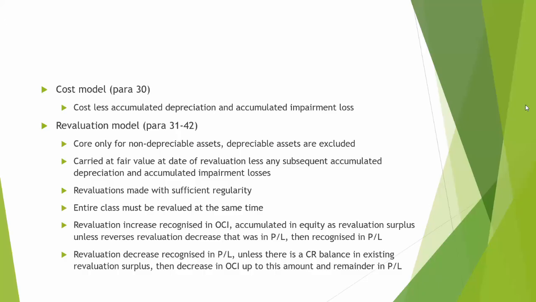Yeah, so essentially that is the difference between our cost model and our revaluation model. Okay, so we're going to focus on our depreciation and our accumulated impairments, and what we mean by the depreciation and impairments with regards to the cost model. It can apply to the revaluation model, but as I've already specified, for purposes of this course, we're only going to be looking at the non-depreciable assets, and therefore the extent to which we have covered revaluation through that diagram is the extent to which you will be tested on the revaluation model.